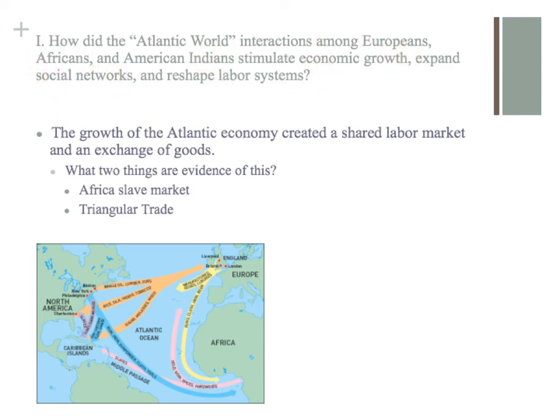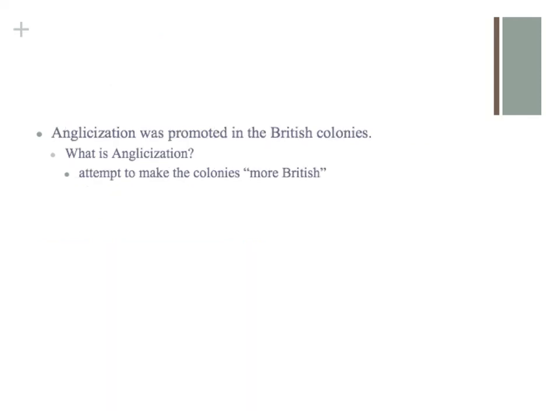Number one, the growth of the Atlantic economy created a shared labor market and exchange of goods. All that means is triangular trade. You've heard that your entire life. It's the trade between Africa with slaves coming over to the New World, the raw materials that were sent over to Europe, and the finished products that came back. So it's a trade between North America, Europe, and Africa is all it is. And also a part of it is the African slave market, which we've already looked at.